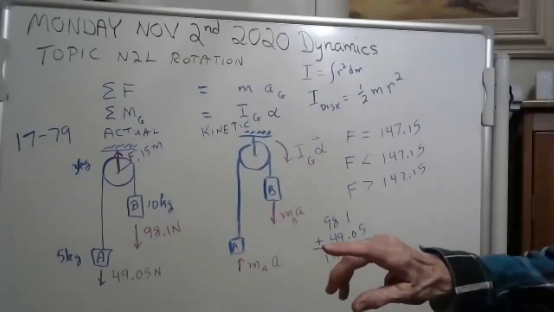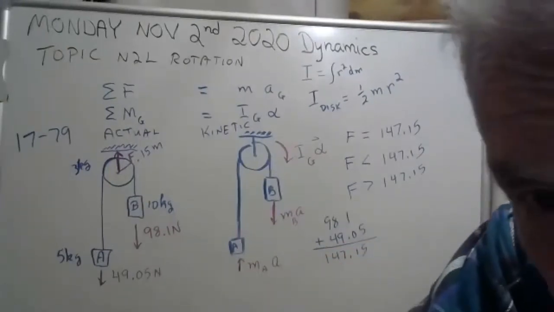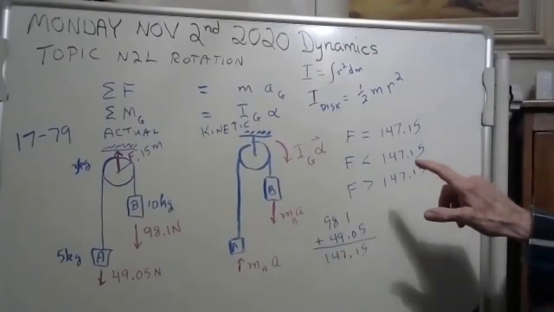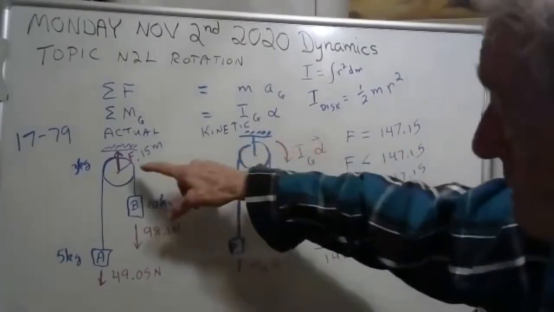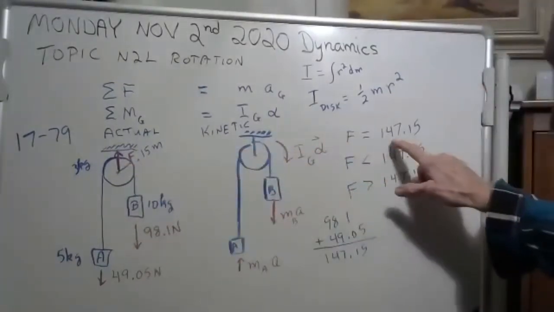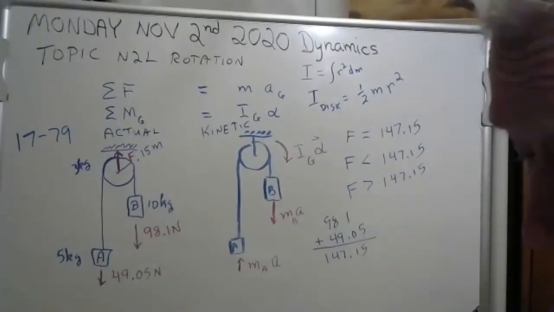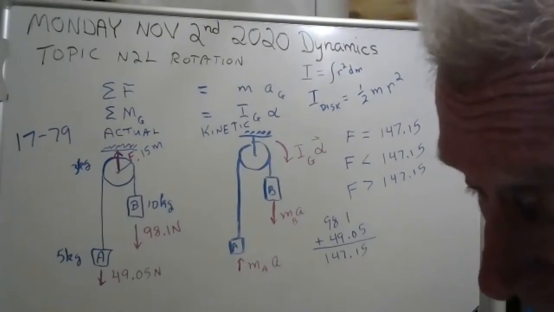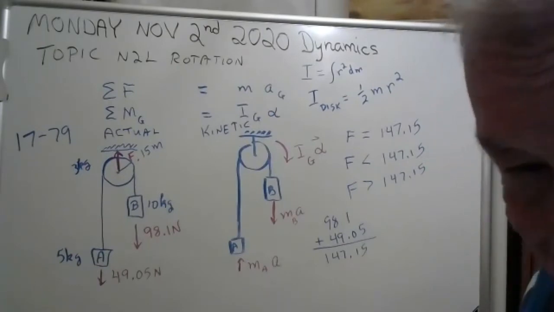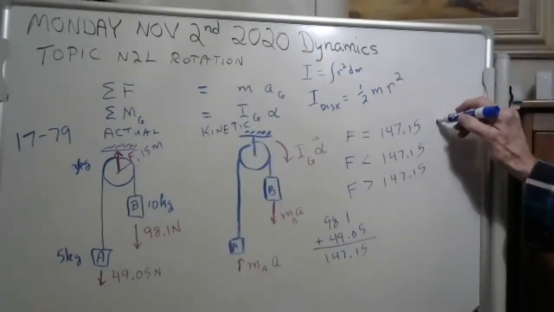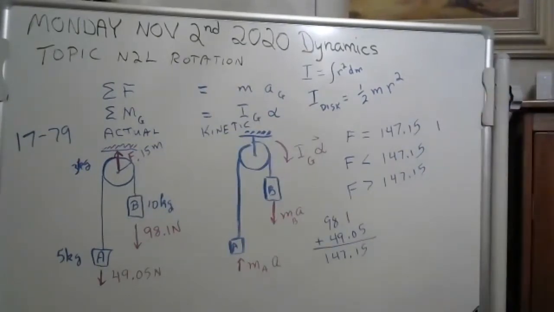Hey, Ashley, you've got a 33 1/3% chance of getting this right. That's pretty good odds. Is that force there holding up this pulley equal to 147, less than, or bigger than 147.15? What do you think, Ashley? Is it equal? Ashley's going to go equal. I'm going to put a tick mark there.